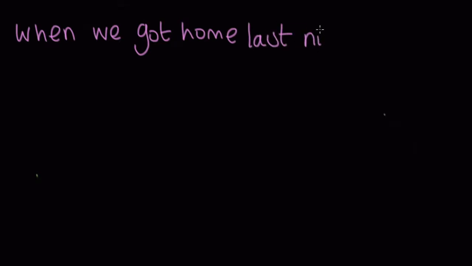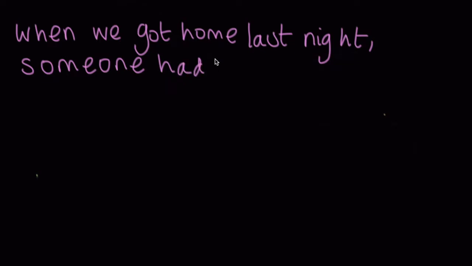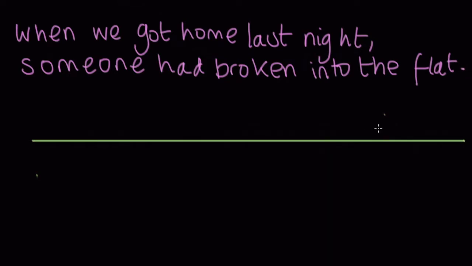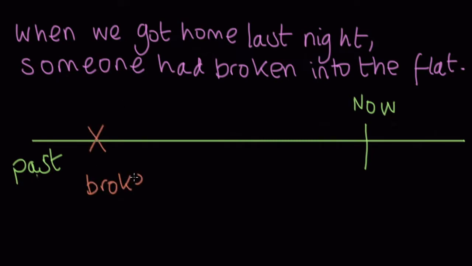So let's look at another example. When we got home last night, someone had broken into the flat. Okay, so again we've got a timeline. This is now and this is the past. So here we can mark the events in the past. Here we've got someone breaking into the flat, and here we've got us when we got home.